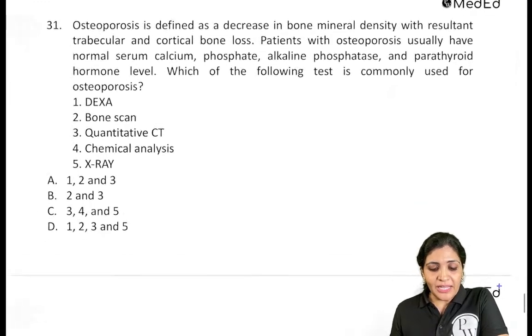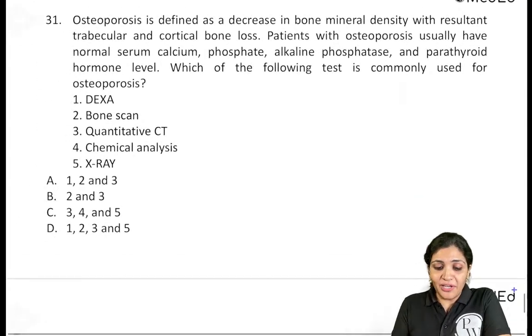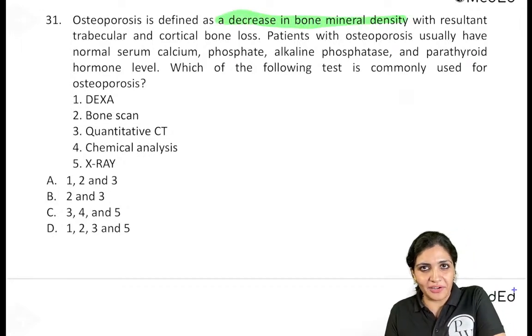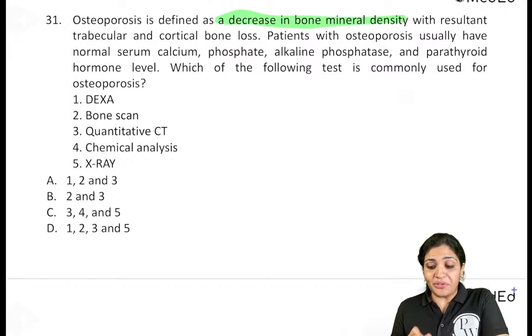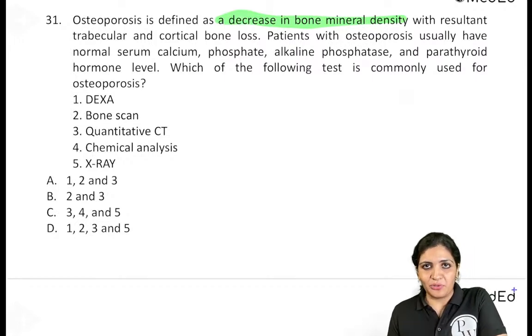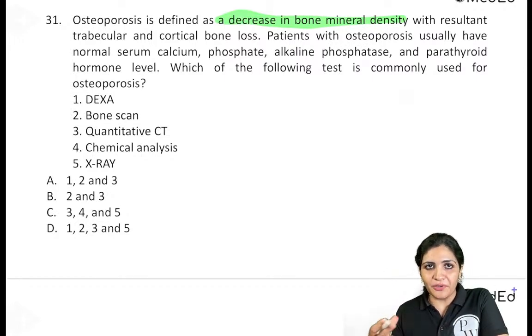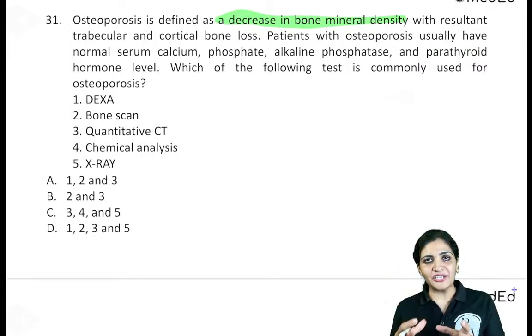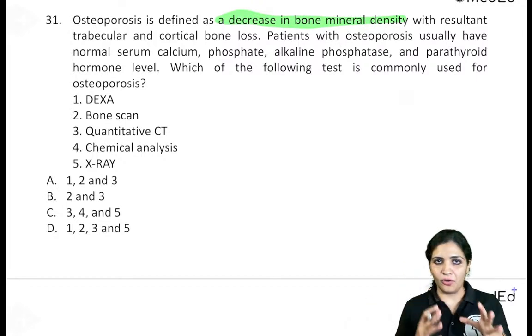Moving on to the next one, osteoporosis is defined as a decrease in bone mineral density. We have already discussed that there is a decrease in bone mineral density in osteoporosis, with the resultant trabecular and cortical bone loss. Usually we have already dealt with the fact that osteoporosis patients have normal calcium, phosphorus, alkaline phosphatase, and parathyroid hormone levels.